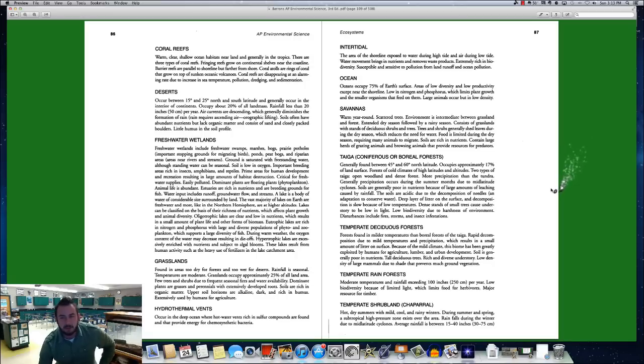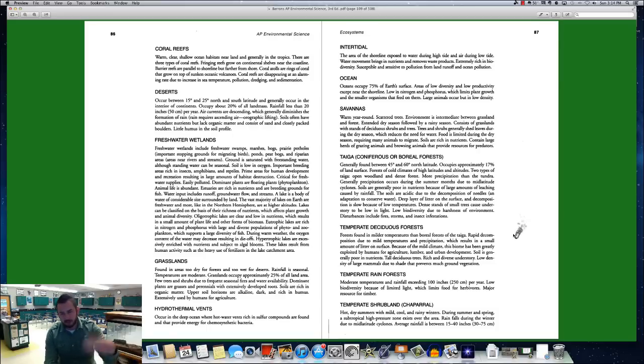Temperate deciduous forest is where we live in North Carolina. These are forests found in milder temperatures than the boreal forests of the taiga. Rapid decomposition due to mild temperatures and precipitation results in small amounts of litter on the surface. Because of the mild climate, this biome is generally greatly exploited by humans for agriculture, lumber, and urban development. Soil is generally poor in nutrients.